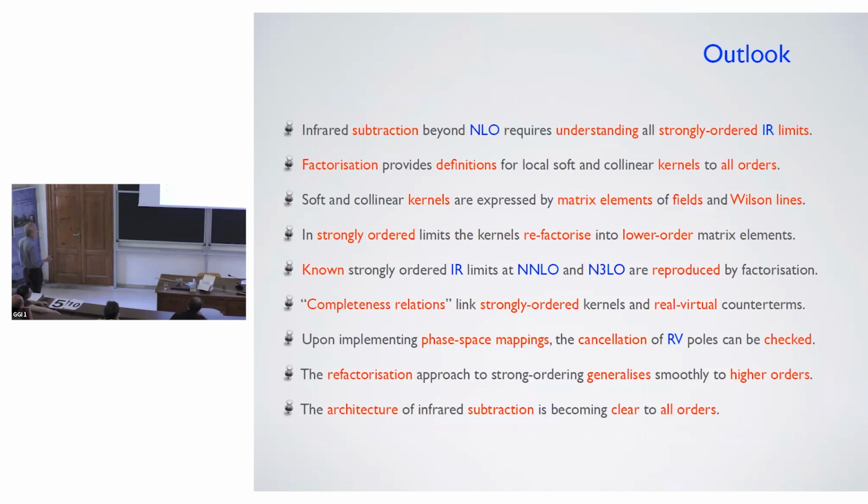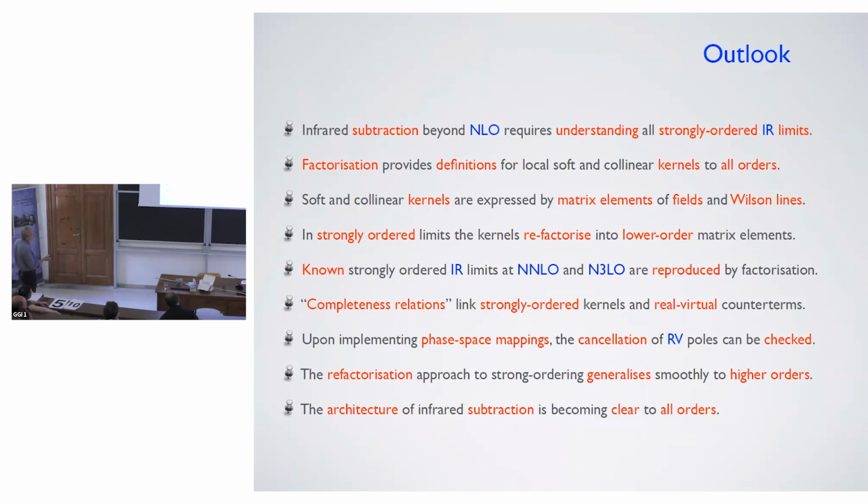What I'm saying is that for infrared subtraction beyond the next-to-leading order, where nothing happens, you have to understand, not only compute, which is not difficult, but to understand the strongly ordered infrared limits. Factorization provides a definition and also a computational procedure for soft and collinear kernels to all orders. They are expressed in terms of matrix elements of fields and Wilson lines, and in strongly ordered limits, they refactorize into lower order matrix elements, which are therefore known. This refactorization reproduces results that are known, in some cases since many years.